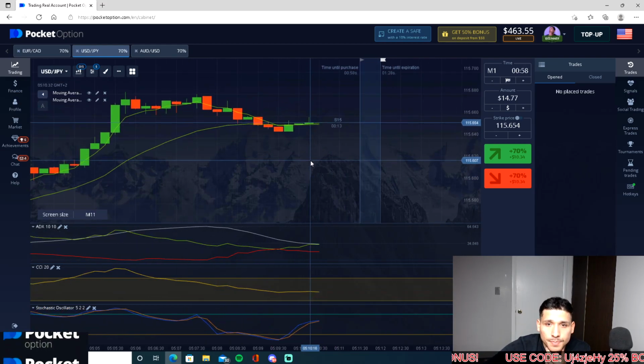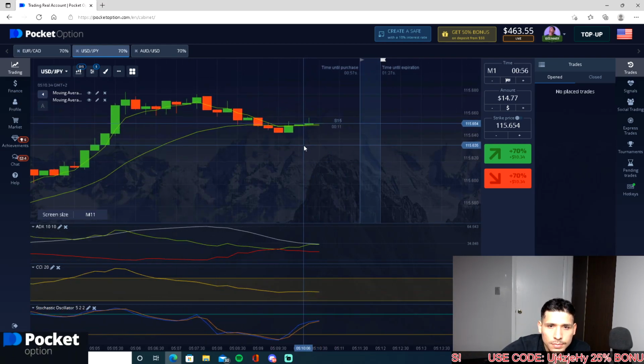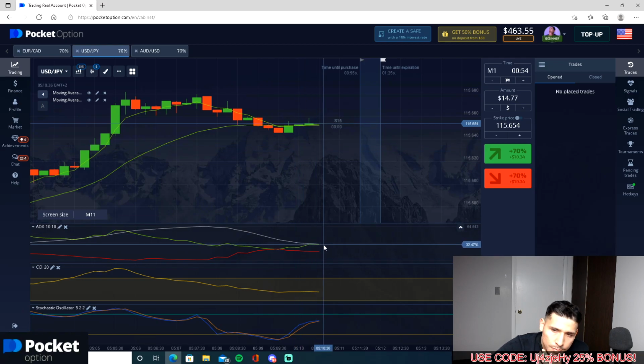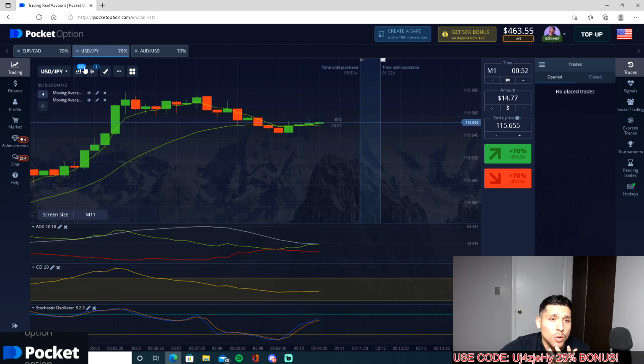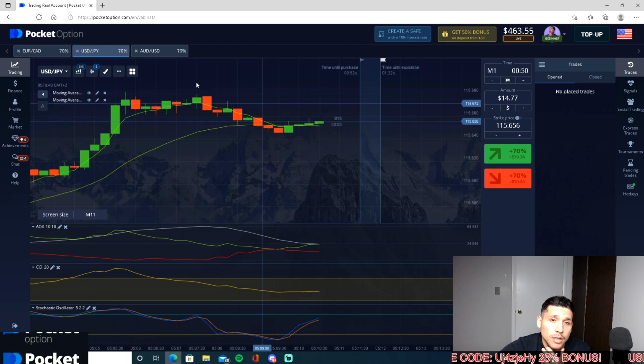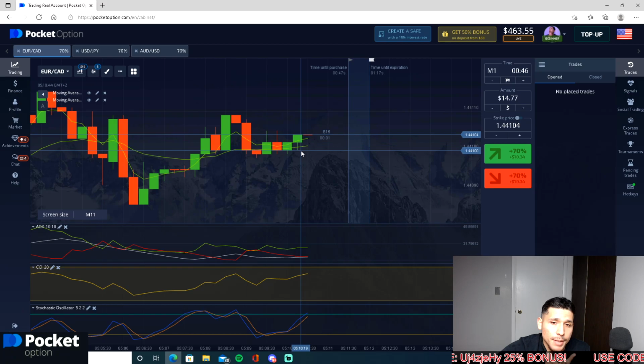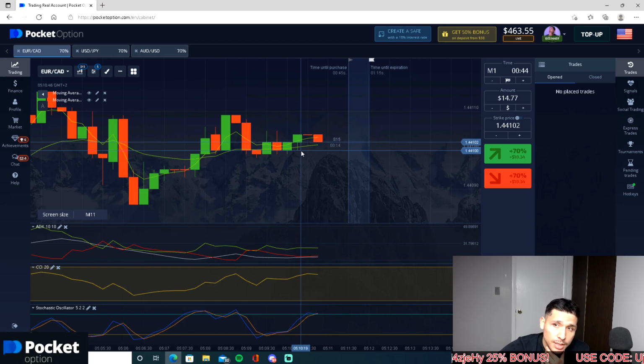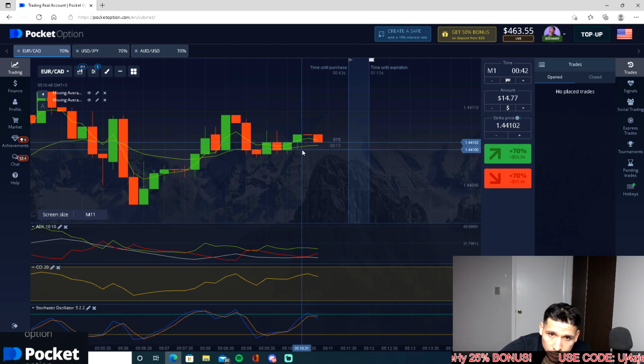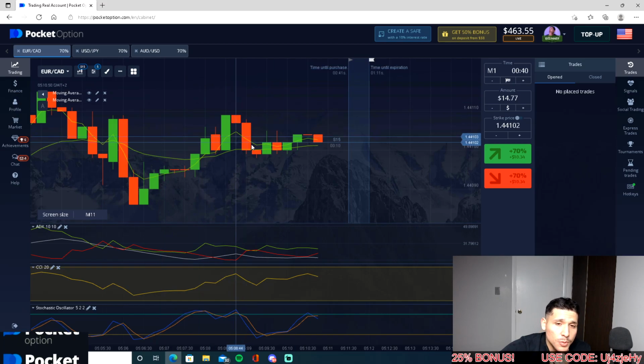Okay. It lost a little bit of strength, but overall it is going for buys on this one. As you guys can see, look at this one, eventually went up for a buy. As you guys can see. That's crazy.